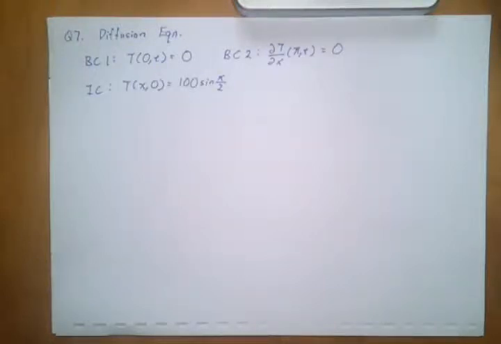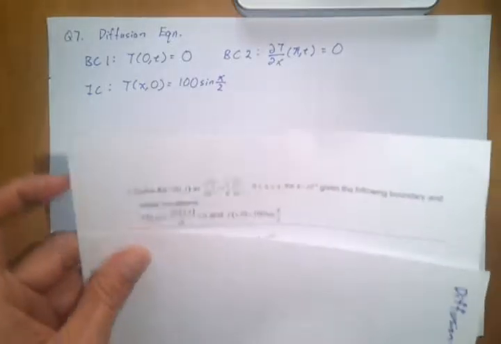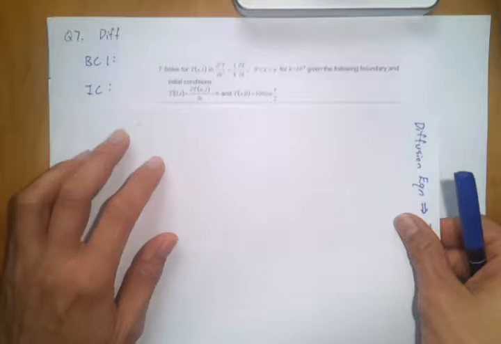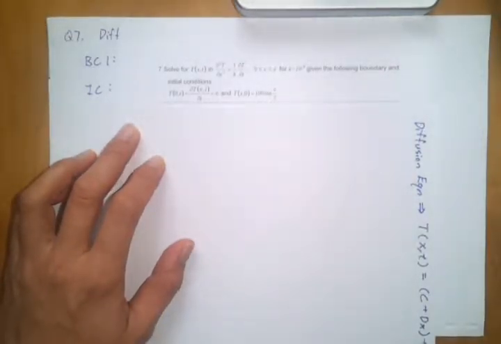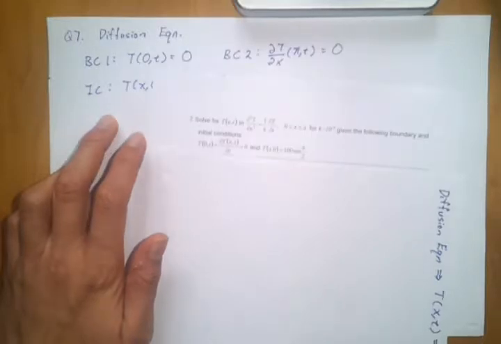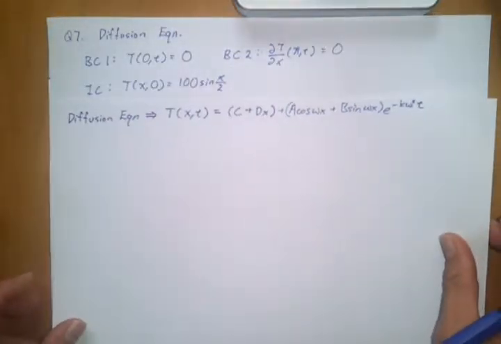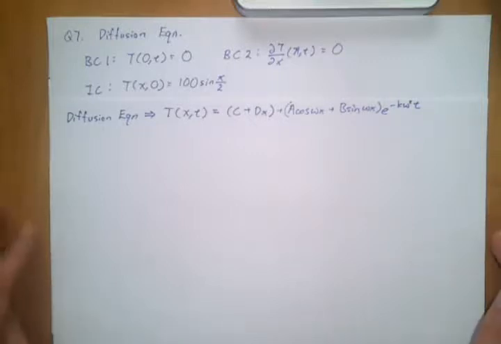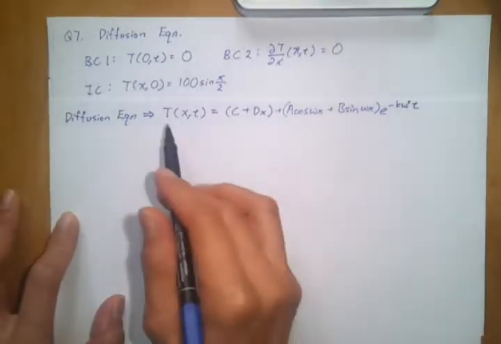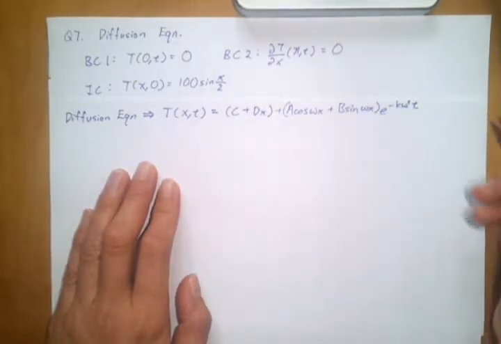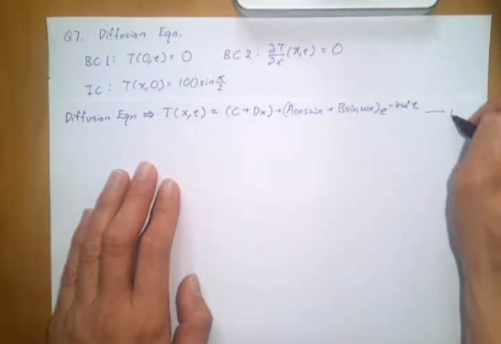Alright, let's do question 7, which is again another diffusion equation question. I've written the essential information down here. It's a diffusion equation, again 2 boundary conditions and 1 initial condition. Since it's the diffusion equation, we start with the general solution for the diffusion equation, which I've just copied straight from the formula sheet. Let me call this equation 1.